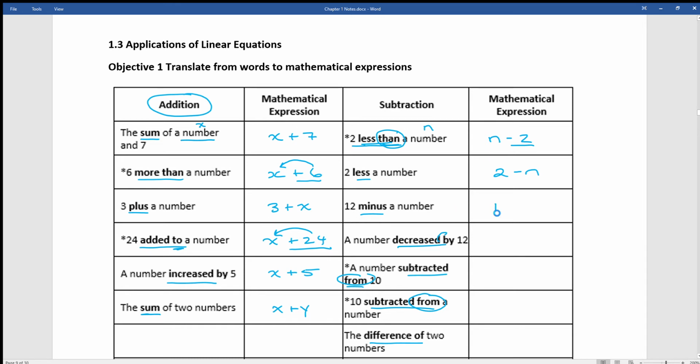The next one, 12 minus a number. The next one, a number is getting decreased by 12. This one, a number is getting subtracted from 10. So to subtract a number from 10, it must be written second, versus 10 is subtracted from a number. Again, that action word makes it come second. And then lastly, a difference of two numbers. Difference is the answer of a subtraction question. So it's just two numbers being subtracted.